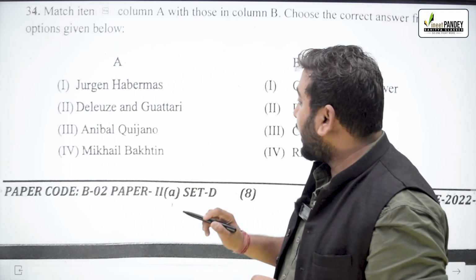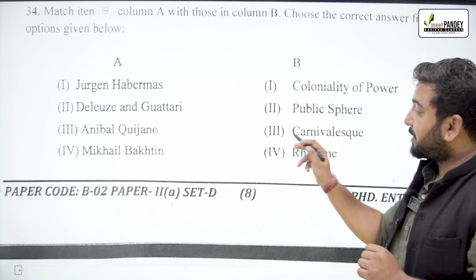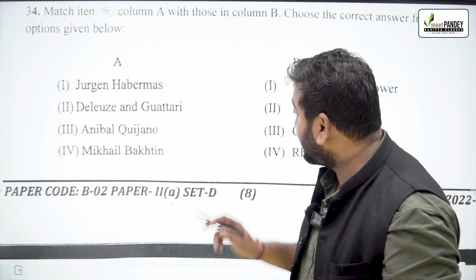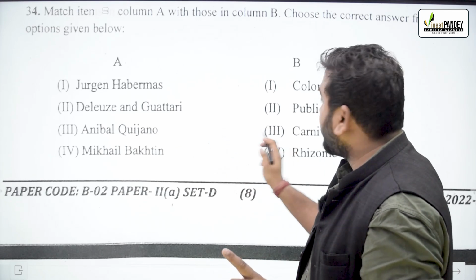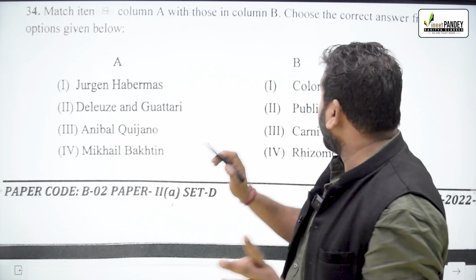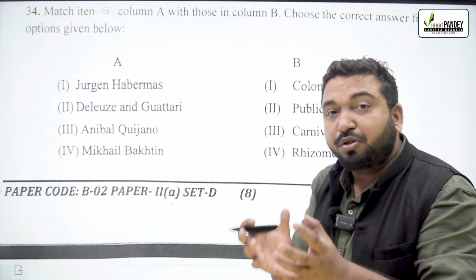Now, let's go for matching. Mikhail Bakhtin, option is carnivalesque. Carnival theory is by Bakhtin. I have taught in the class. My students know that the term has been coined by him. We have solved one more question of carnivalesque. One option we have it. Then I told you Habermas. Habermas is known for public sphere. This one is public sphere. Public sphere is the gathering. He says how the society gets formed.